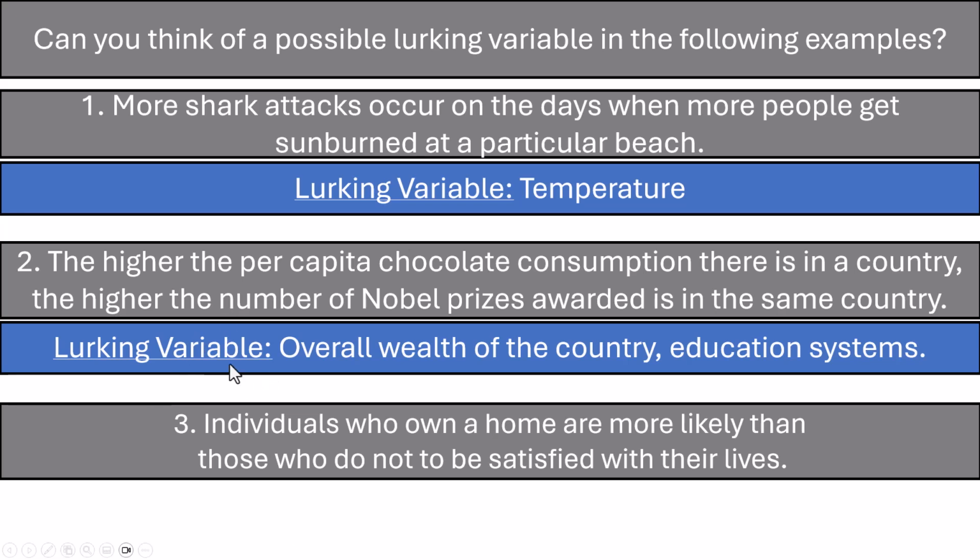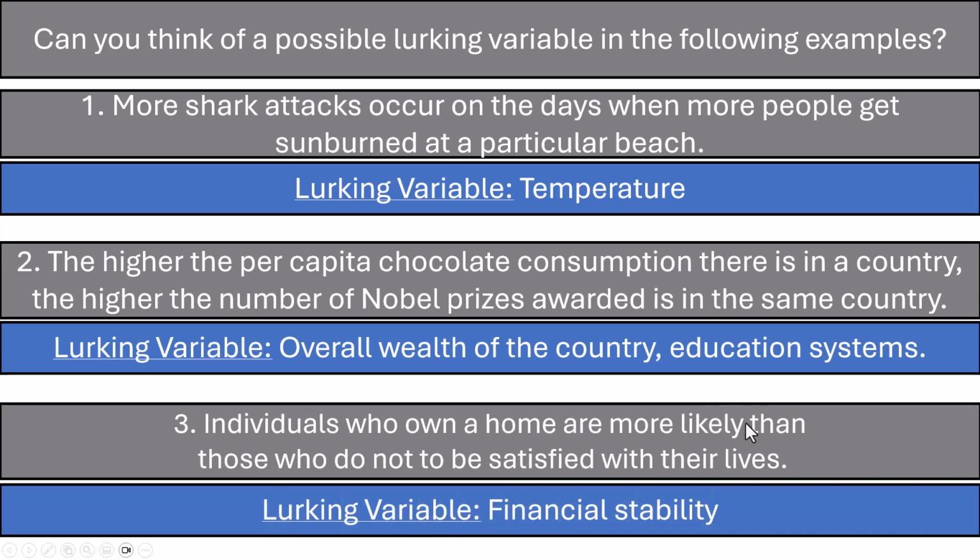Okay, number 3 says individuals who own a home are more likely than those who do not to be satisfied with their lives. So is it really the case that homes are directly leading to satisfaction with lives? Well, maybe there is some truth to that, right? But it might not be the only thing that is influencing the satisfaction with people's lives, and there could be a possible lurking variable. And the one I came up with was financial stability.